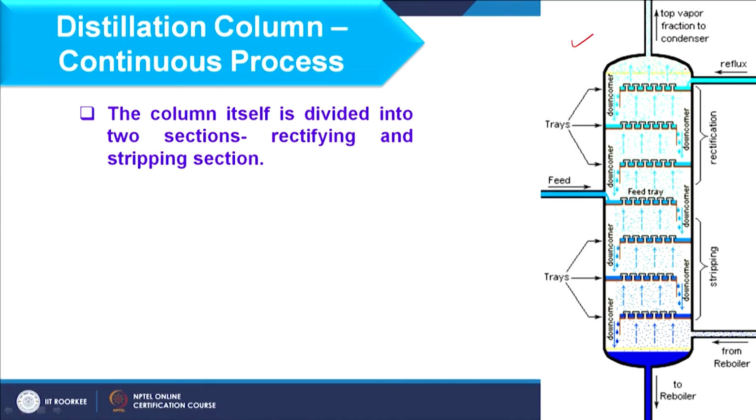So, let us focus on the continuous process. If you consider this schematic, here we have the feed which is entering into the distillation column, and on each tray mass transfer occurs between liquid and vapor. Liquid moves in this way, and vapor moves from the middle. You can see here, as you can see the arrows are shown upward.